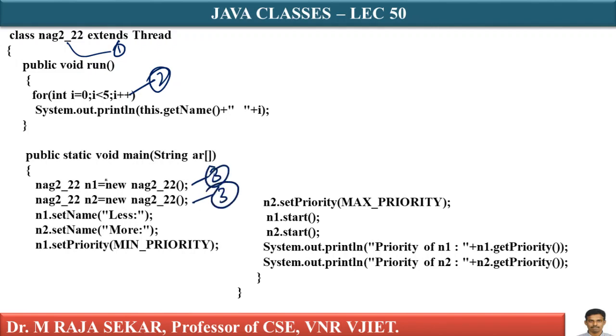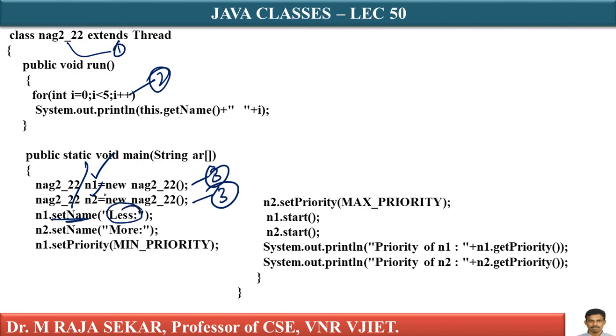I am creating two thread objects. N1 is the first object, N2 is the second object. How can I create an object? Class name, space, object name equal to new class name. For the N1 thread, there is a method known as setName. In setName, only N is a capital letter. For the N1 thread, I am keeping its name as less.